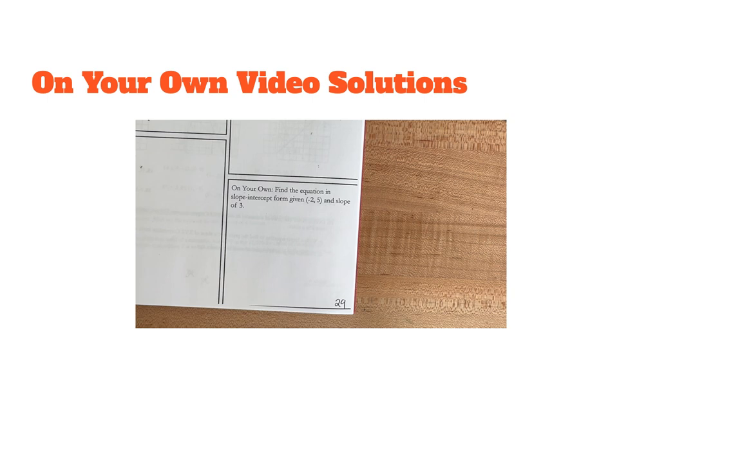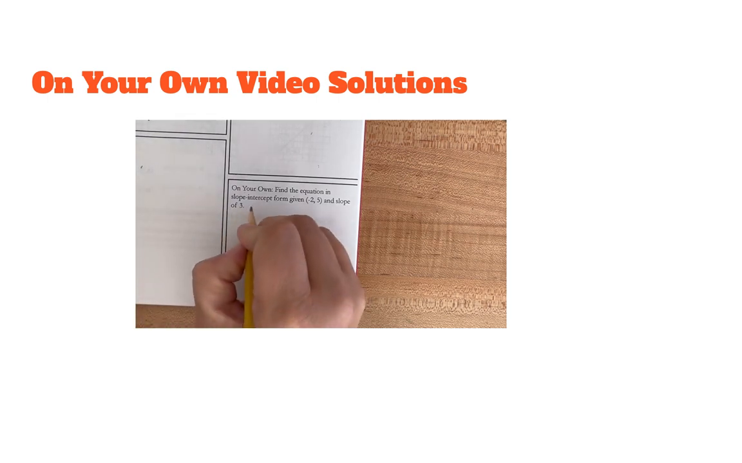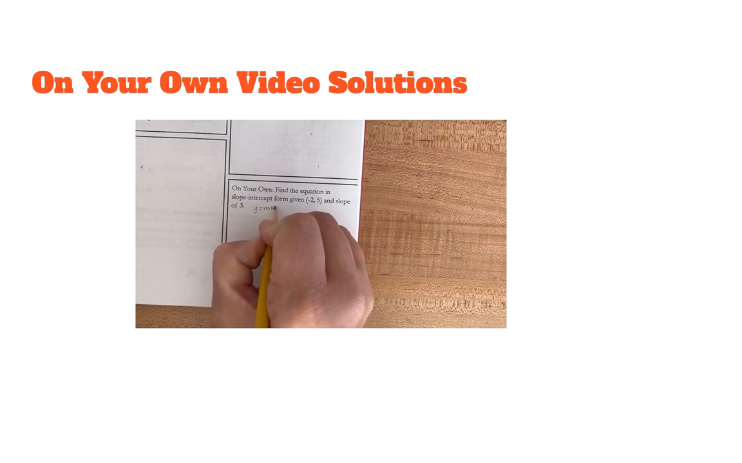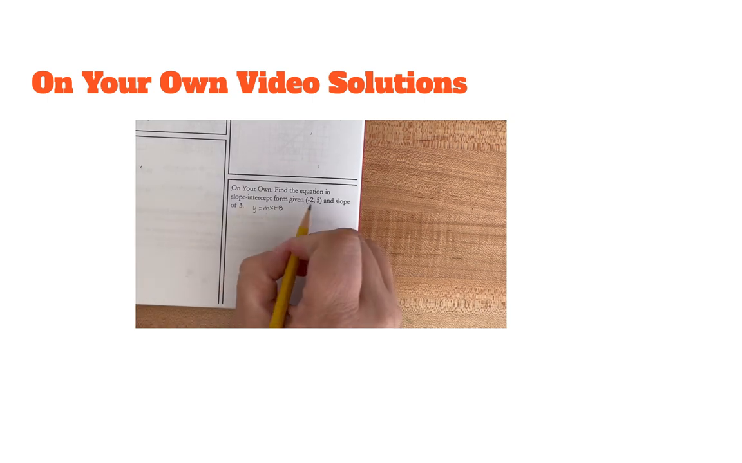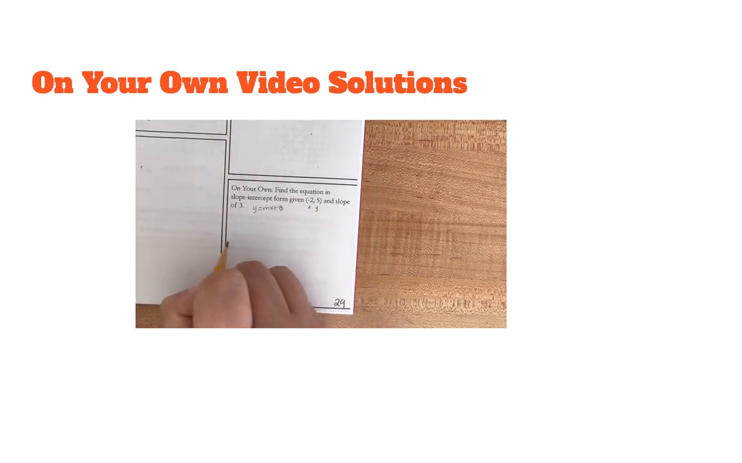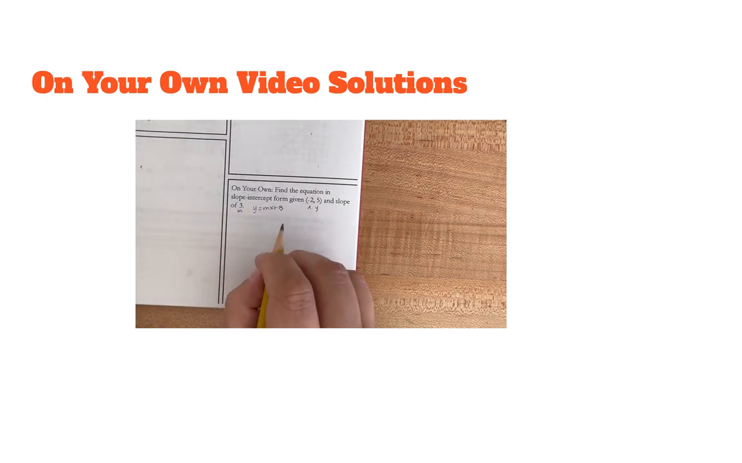Okay, for this on your own problem, I am going to go through and show you how I would write the equation in my slope-intercept form when I've been given a point and a slope. So remember that we are using y equals mx plus b to do our problem. I know that this is my x value, that this is my y value, and that this is my m. Okay, so we are solving for b here. So here's how I would go about doing this problem. I'd substitute my values.